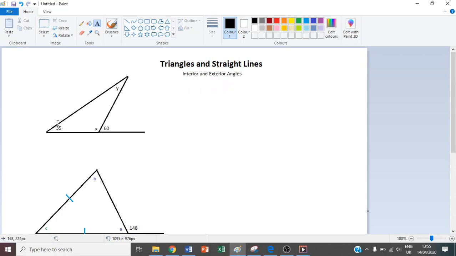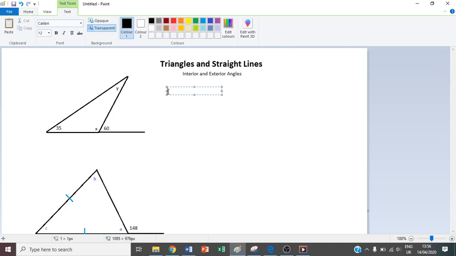Now, looking over here, I've got a triangle, and the angles x, y, and 35 are the interior angles of that triangle. I've also extended one of the sides of the triangle just to make that a longer straight line. And then I've got a 60-degree angle on the outside of the triangle. That's called an exterior angle.